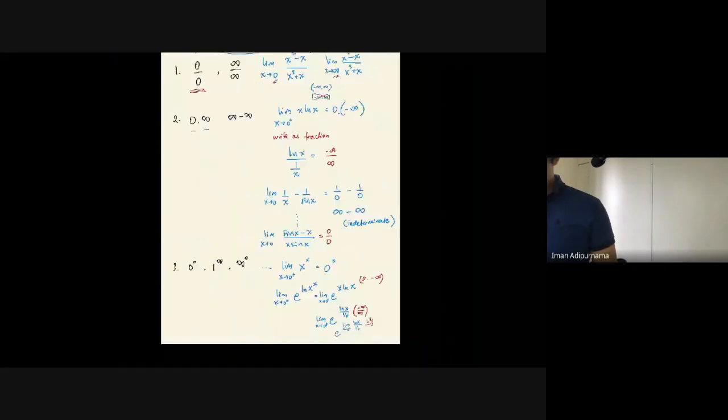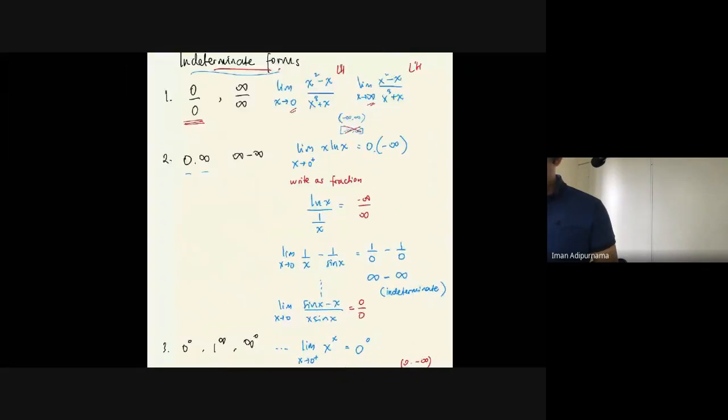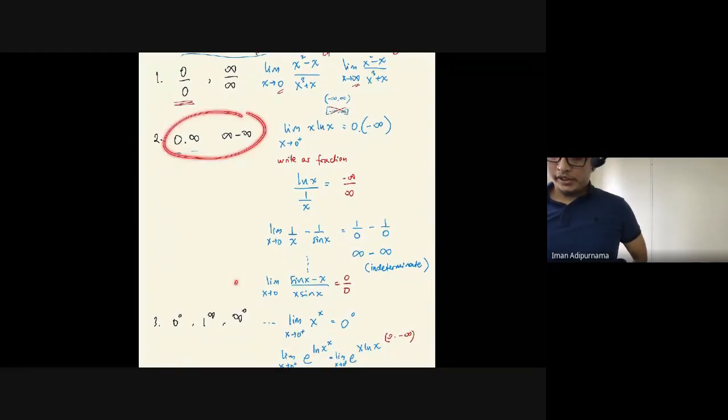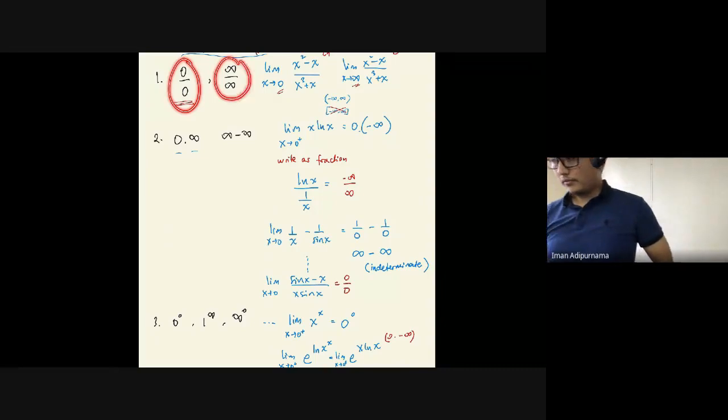Okay, so we have three forms. The first one is 0/0 or infinite over infinite. This one is important. So every number 2 and number 3 form, you need to rewrite, making it 0/0 or infinite over infinite.